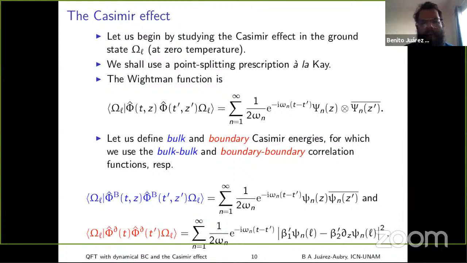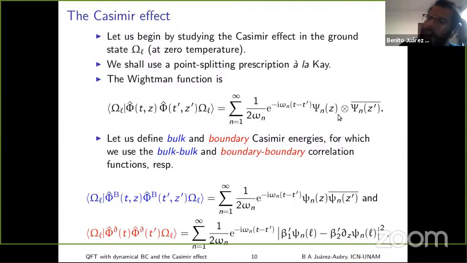The way in which I'm going to do this, so there are many ways to study the Casimir effect. Because we have to compute an energy, we have to renormalize, and I'm going to do a point splitting renormalization. So point splitting regularization and then Hadamard subtraction. This is the way in which, for example, Kay has introduced a renormalization in the context of the Casimir effect. So I compute the Wightman function of the field, and this is just taking the standard form, where remember that these eigenfunctions have two components, one for the bulk and one for the boundary.